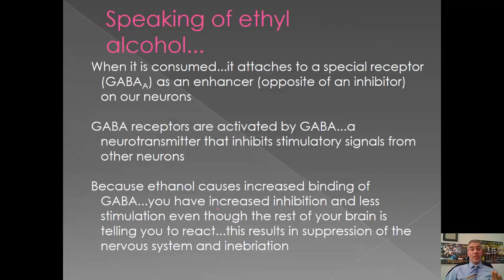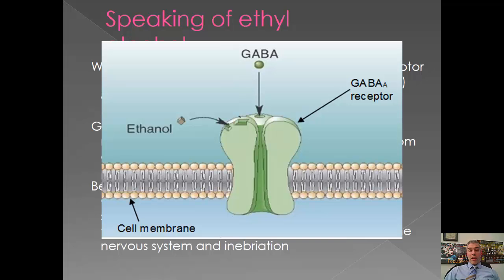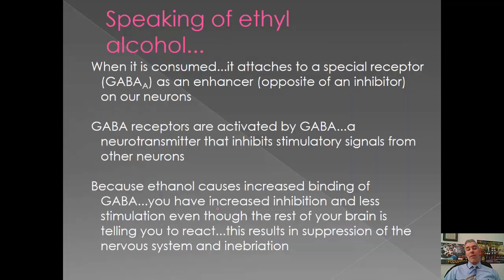So speaking of ethyl alcohol, this is really cool. When it's consumed, why does it cause inebriation? Why does it cause your nervous system to slow down? It'll actually attach to a special receptor called a GABA-A receptor, and act as an enhancer of GABA. What's weird about GABA is it actually inhibits stimulatory signals. So if GABA inhibits stimulatory signals, when it's activated, it causes the nervous system to slow down, so it doesn't react as fast as you want it to. And that's an important control mechanism for normal functions in the body.